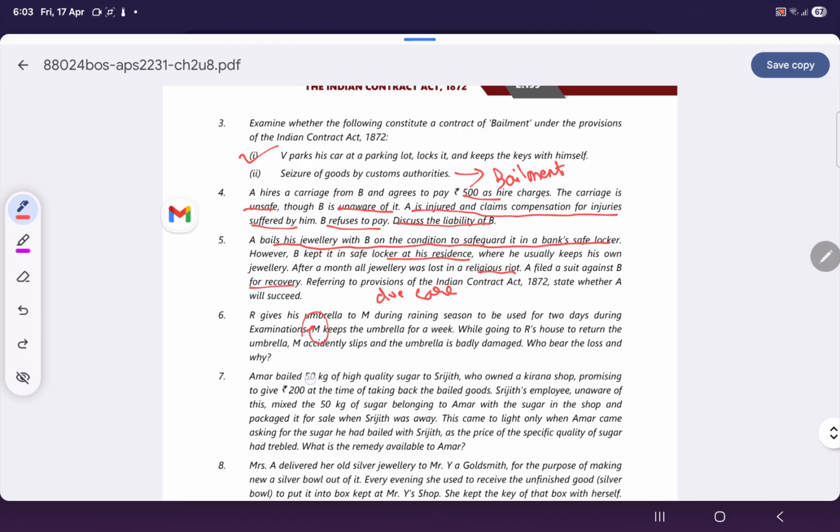Amar bailed 50 kg of high quality sugar to Srijit, who owned a kirana shop, promising to give 200 at the time of taking back the bailed goods.